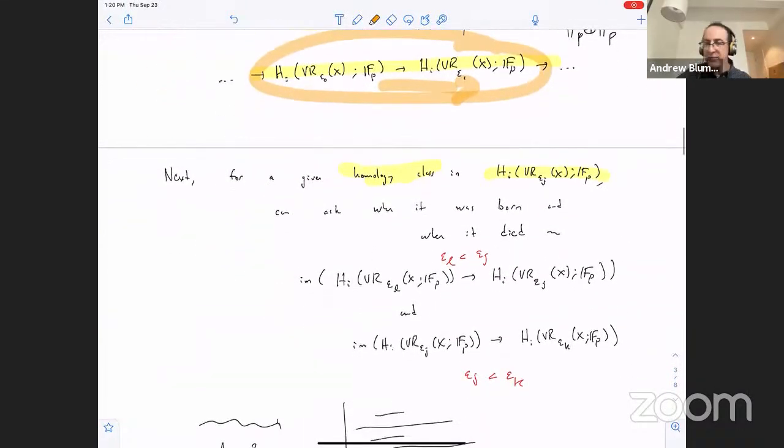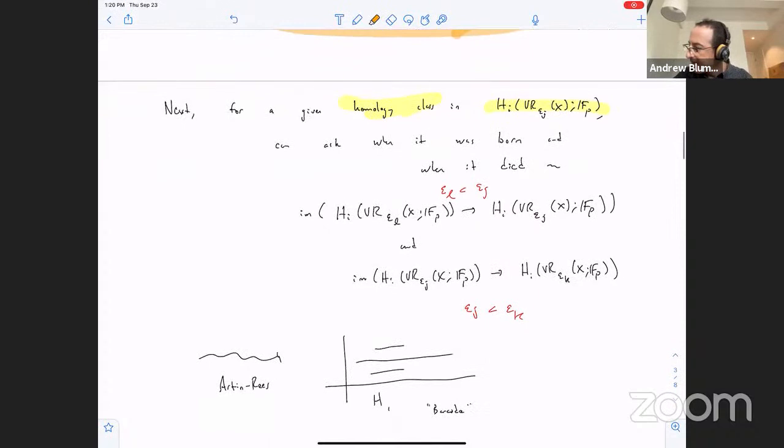So right, you can ask about when this class dies, and you can also ask, if you go backwards in time, when does this class first appear? You can look at things that hit it, and ask, when is there nothing before it that hits that class? You can ask about the image of the maps forward, and the image of the maps backwards, and that gives you some kind of lifetime for that class.